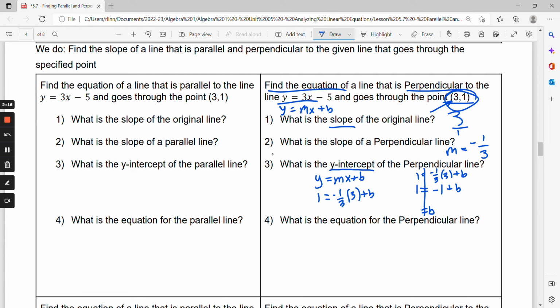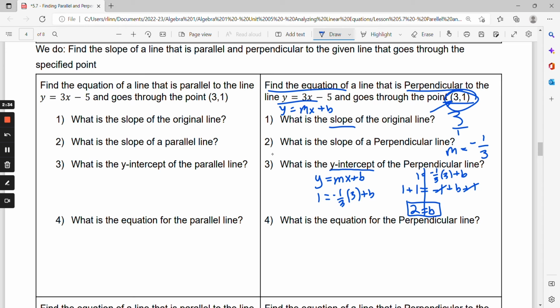In order to get b by itself, we're going to add 1 to both sides. Negative 1 and positive 1 is going to cancel out. 1 plus 1 is, of course, 2. So our y-intercept, or b, is equal to 2. So the y-intercept of our perpendicular line that goes through the point (3, 1) is 2.